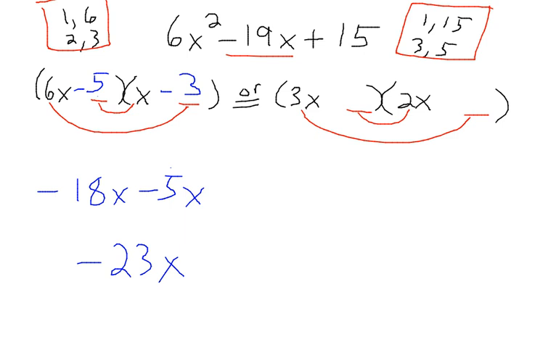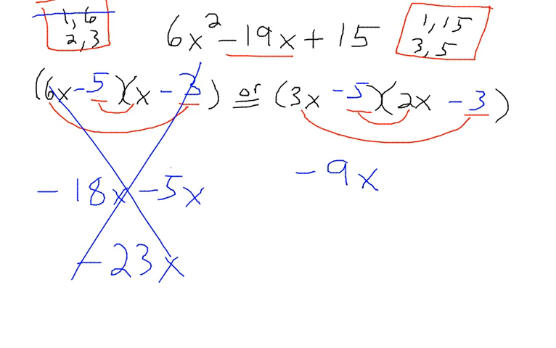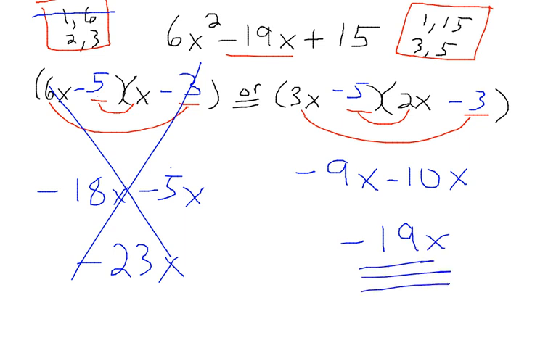That still doesn't work. So now I've eliminated the 1 and the 15 and the 3 and the 5 being paired with the 1 and the 6. That means this is not going to be the pair that works, and I need to look at the 3x and the 2x. So let's say I put a minus 5 here and a minus 3 here. Let's see what happens. I get negative 9x, and then my I is negative 10x, and that gives me negative 19x. That's exactly what I was looking for, that middle term.